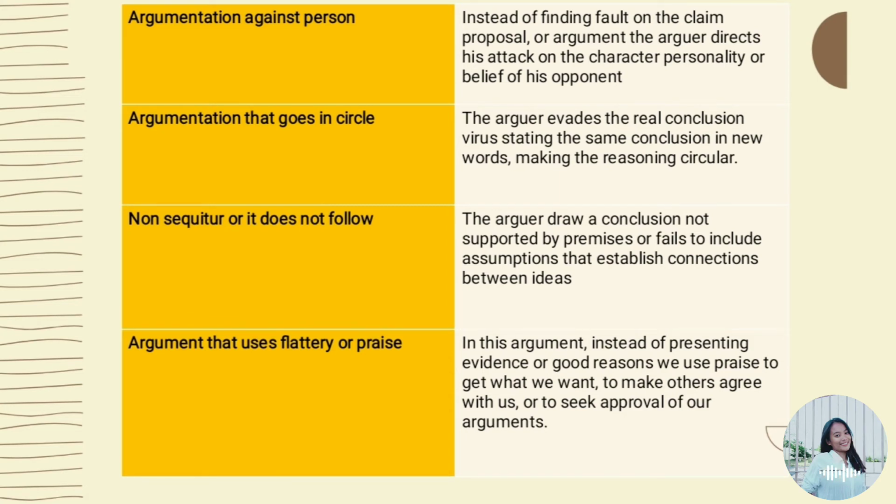The next one is the argument that uses flattery or praise, and it is also known as appeal to vanity. In this argument, instead of presenting evidence or good reasons, we use praise to get what we want, to make others agree with us, or to seek approval of our arguments. For example, a student flatters the teacher on her interesting lecture just to ask if she can extend the deadline of the homework. So, you are praising someone to get what you want.